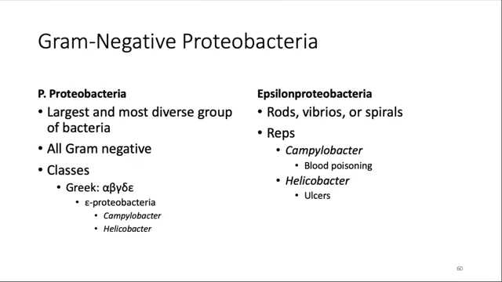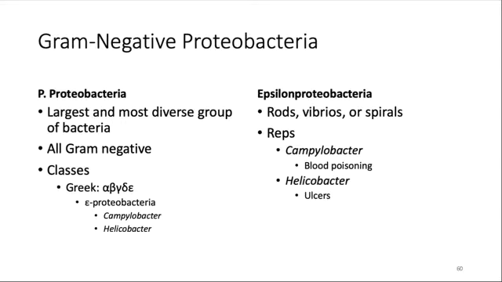Then the last group among the proteobacteria in terms of the classes would be the epsilon proteobacteria. So these are rods, they are vibrios, and they are spirals. Important representatives would be the Campylobacter and Helicobacter bacteria.